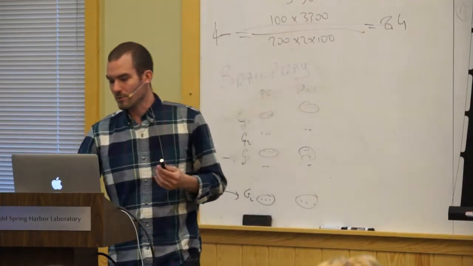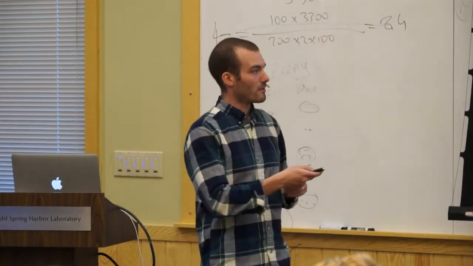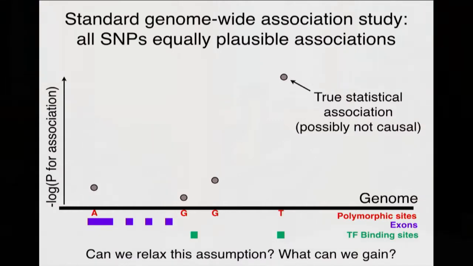But we know the genome is actually more interesting than that. We know there are things like exons that code for proteins. And if we maybe put these in blue, this SNP is not just a polymorphic site, it's a polymorphic site that falls in an exon, right? Or maybe there's transcription factor binding sites, and we know where transcription factor binding sites are. And this SNP is not just a polymorphic site, it's a polymorphic site that falls in a transcription factor binding site. And maybe that changes the way we think about it.